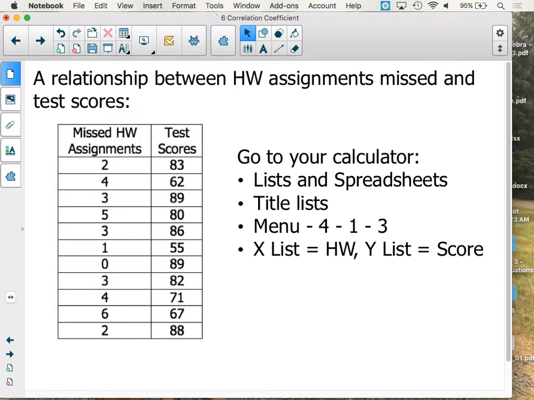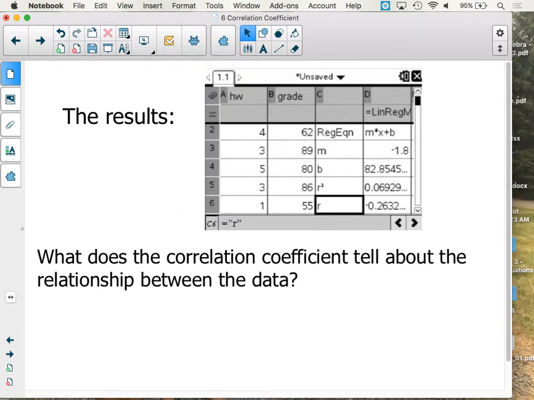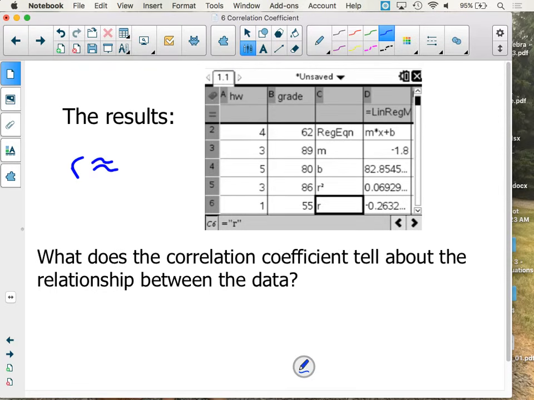Well, let's see how you did. Does your screen look like this? So did you get your R value to be about negative 0.2632? So if we go to the nearest hundredth, negative 0.26. Let's think about what that tells us about the relationship between the data. So first of all, it's pretty close to 0. So that's not going to be a strong relationship. That's going to be a weak relationship.